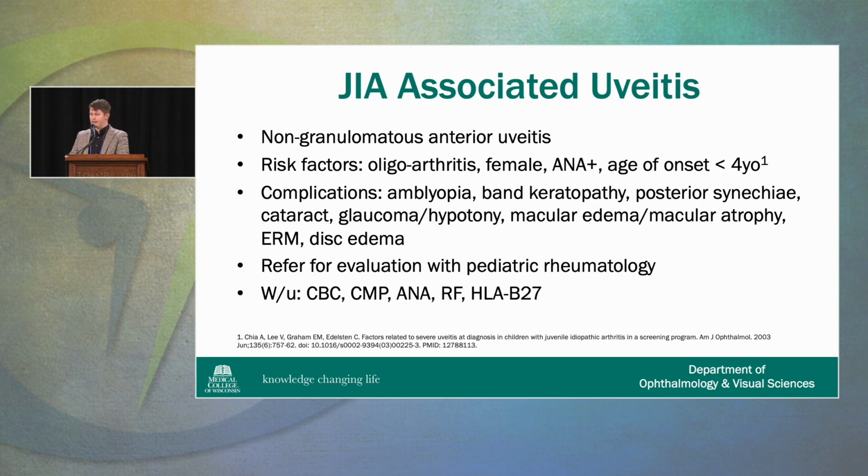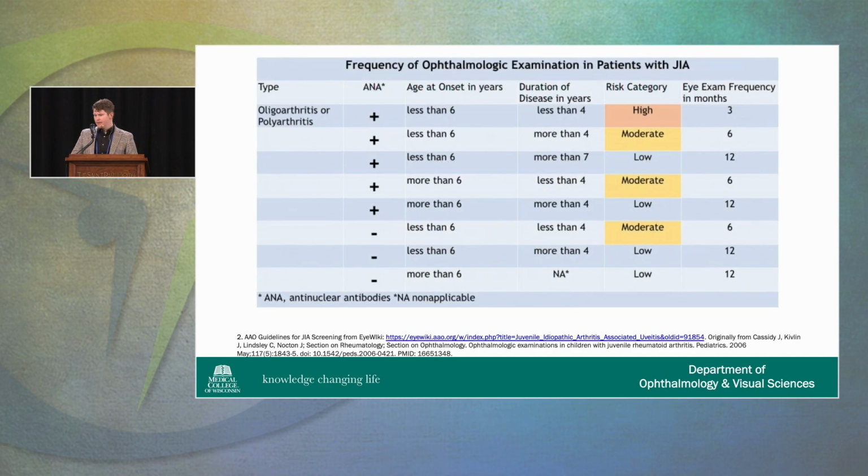It goes on. These kids lose vision, and we need to plan and address things now when they're young, so that when they're older, they can be sitting in this room and be ophthalmologists themselves if they want to, which a lot of these kids want to be when they grow up. So refer them for evaluation with pediatric rheumatology early, and then workup can be relatively short in these cases where JIA is clear: CBC, CMP, ANA, rheumatoid factor, B27.